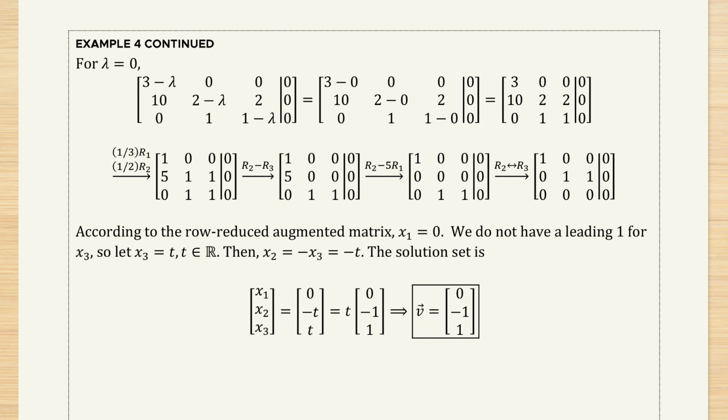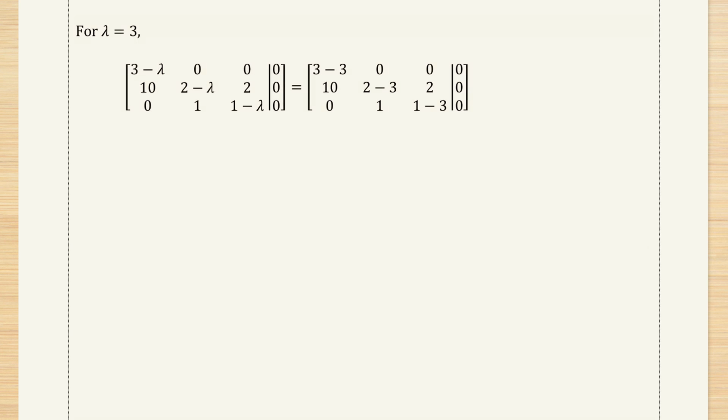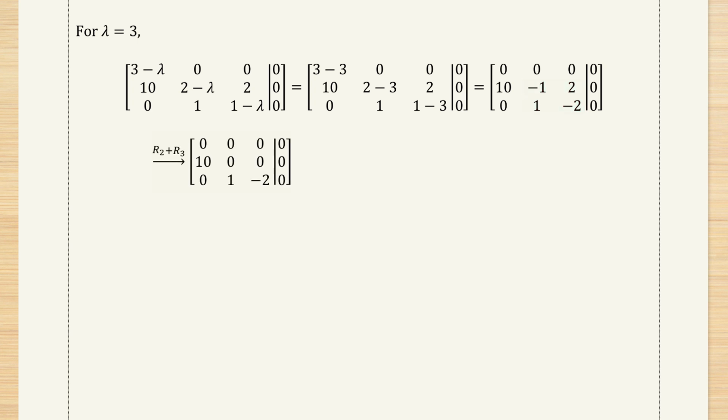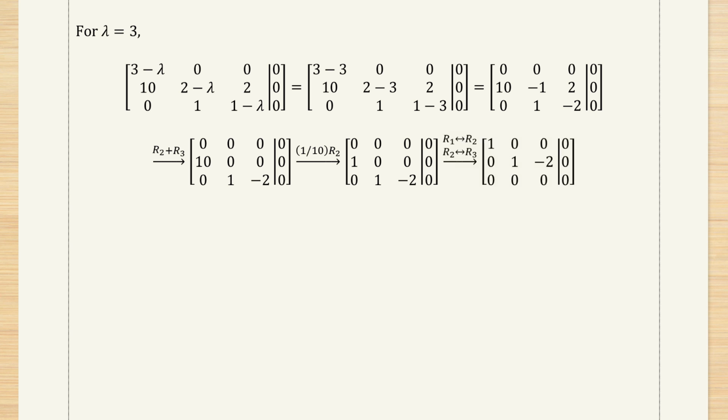For the other eigenvalue, 3, we do something similar. Subtract 3 from all the entries along the main diagonal of the matrix D, and we augment the coefficient matrix to a column of zeros. We have a -1, +2, versus a +1 and -2. We can cancel that -1, -2 by adding row 2 plus row 3. Then multiply row 2 by 1 over 10 to get a leading 1, and we put that row of zeros at the very bottom of the matrix.